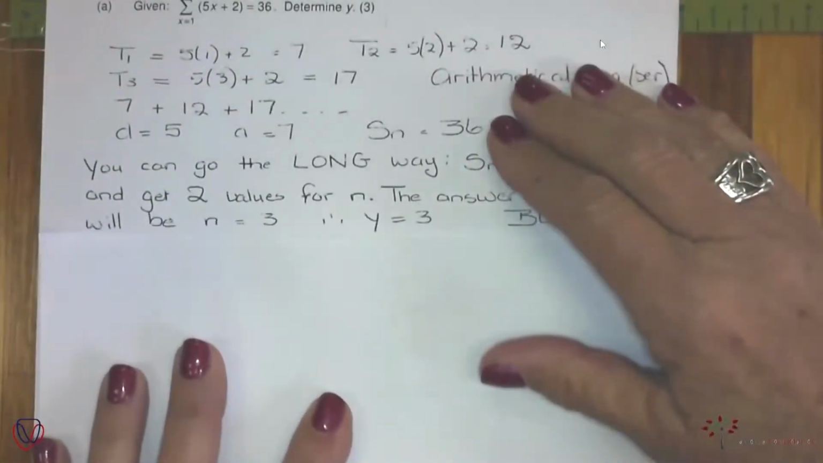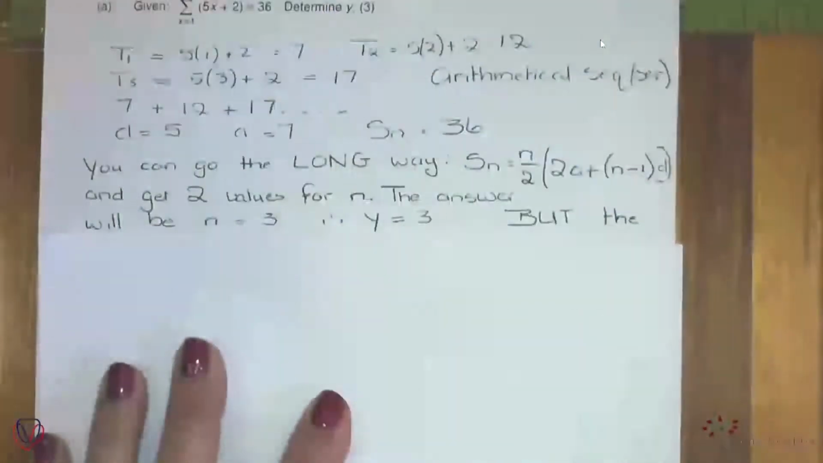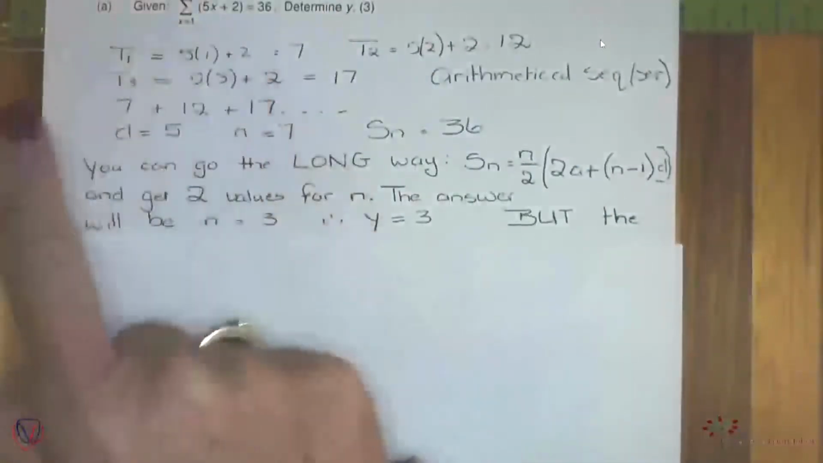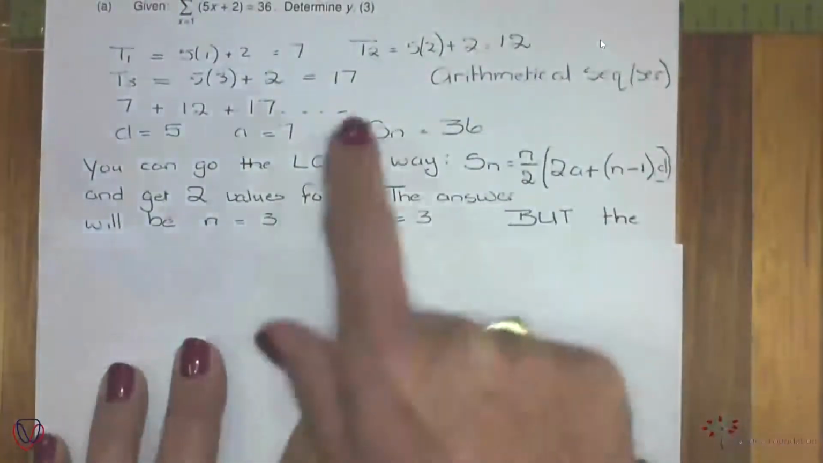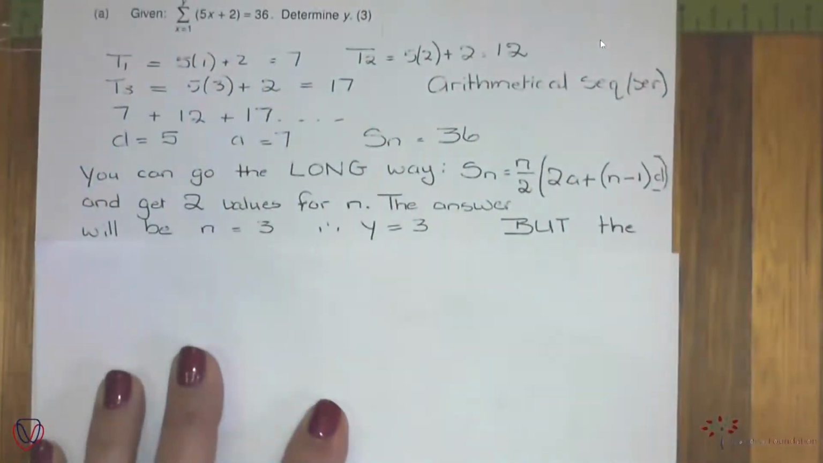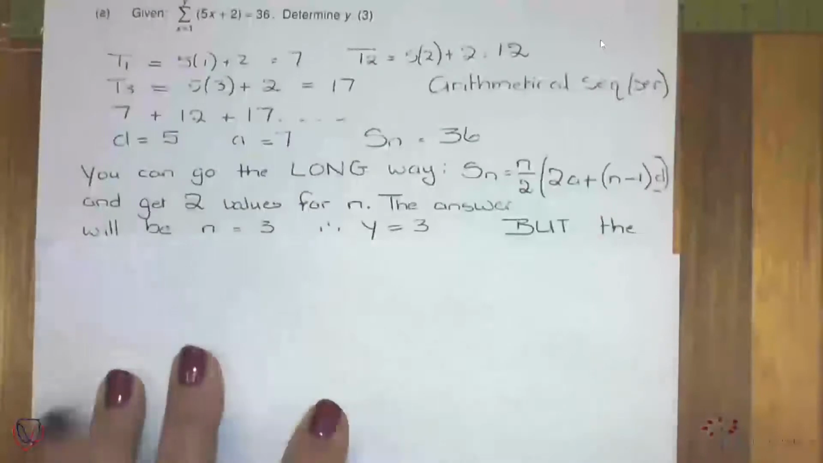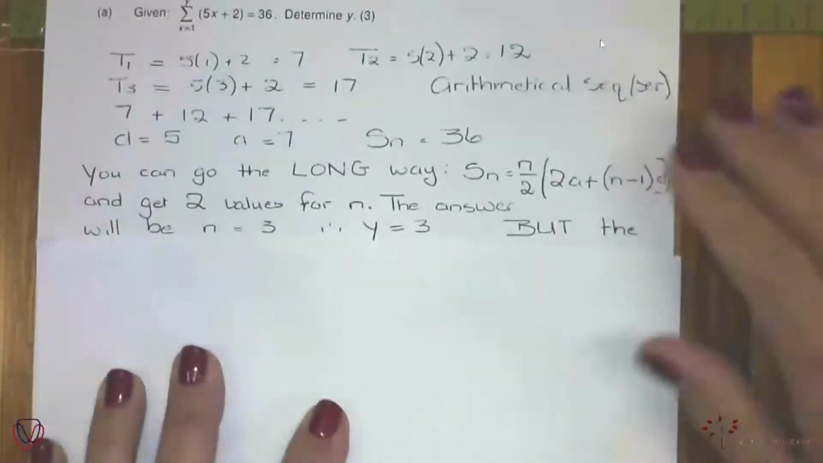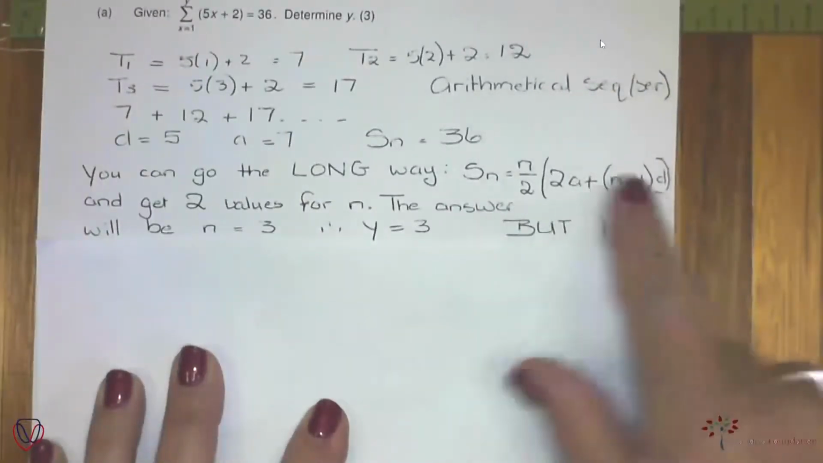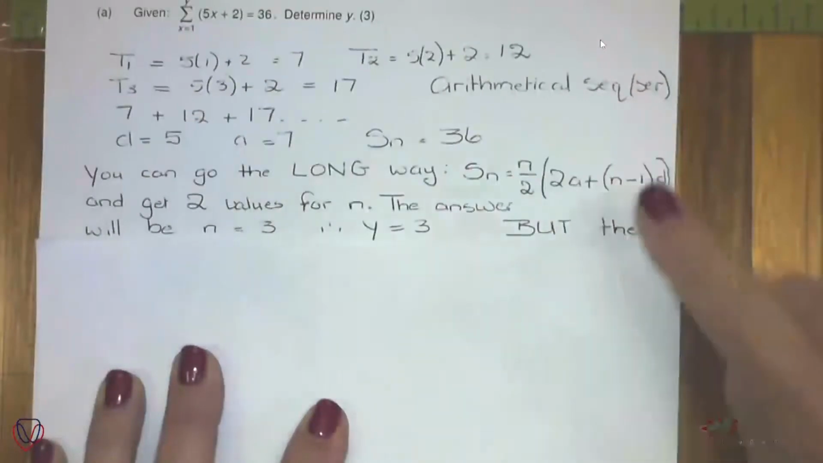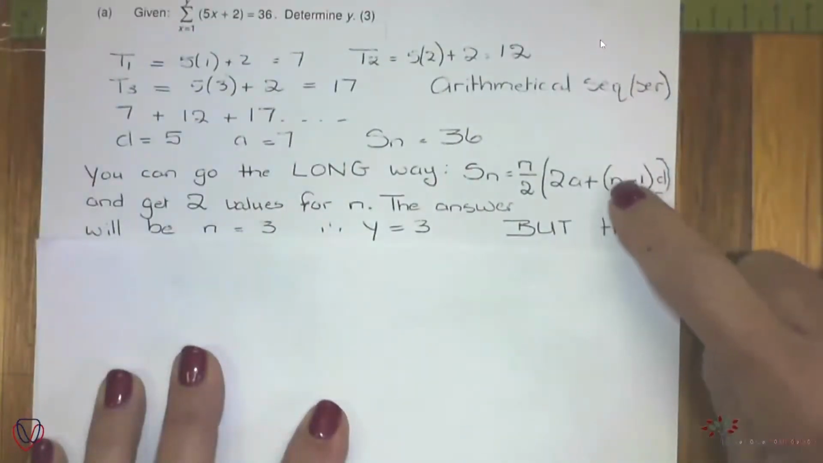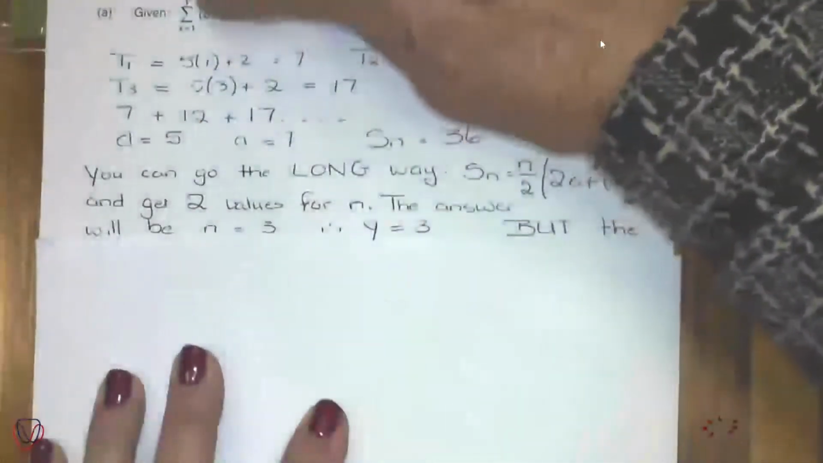But look at this. You've only got a very small sum there. 7 plus 12 is 19, plus 17 is 36. So what is the value of that y? 3. It's the sum of the first 3 terms. Now, if you use that formula, you've got information enough to do that. Your n will also be 3. And that n is actually the y there.